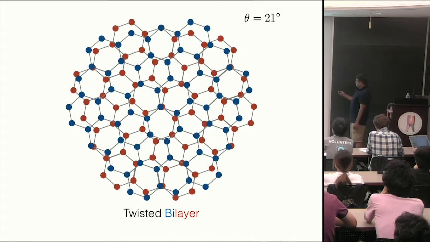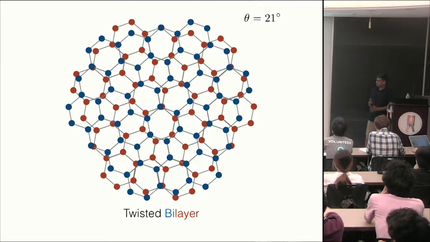I've shown a rather large angle. We'll be thinking about much smaller angles, but for you to look at it on this screen, it's easier to do it at this large angle. So we're going to be interested in structures like this, twisted bilayer graphene. You can see that there is some superstructure that has developed. That's called the Moire lattice.